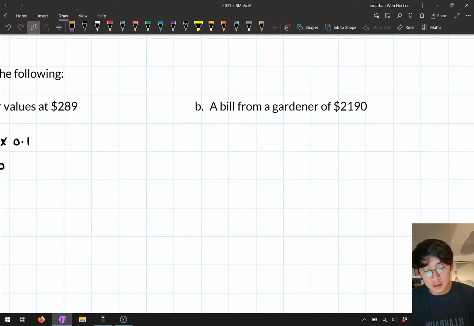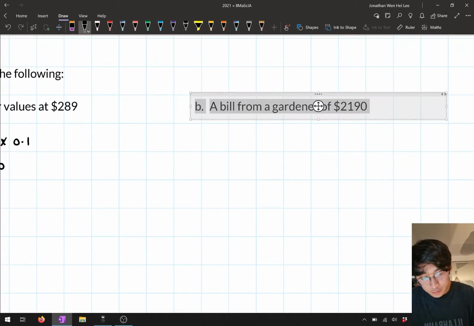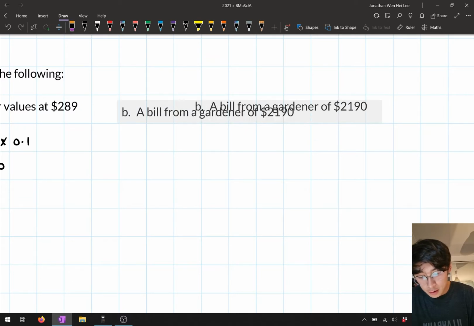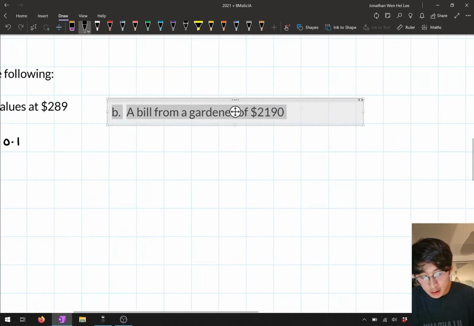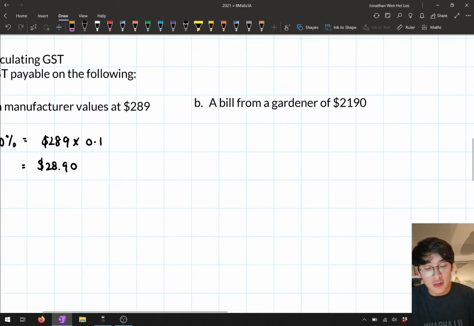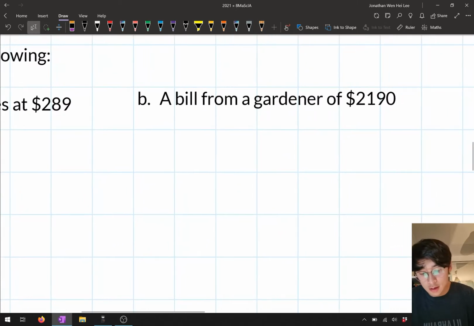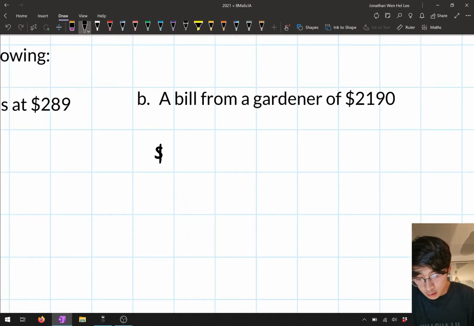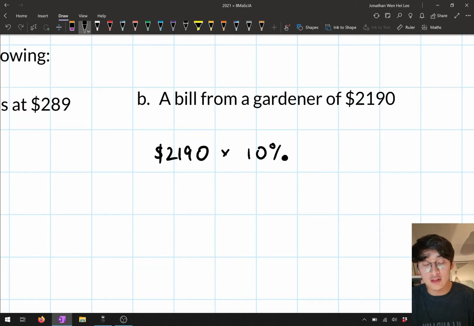So similar steps. So here, a bill from a gardener. If I can line it up, it's not lining up. That's okay. Actually, that's as good as I'll get. A bill from a gardener of $2,190. Okay, so here, just like we did before, $2,190 times 10%, because we know that GST is roughly 10% of whatever our amount is.